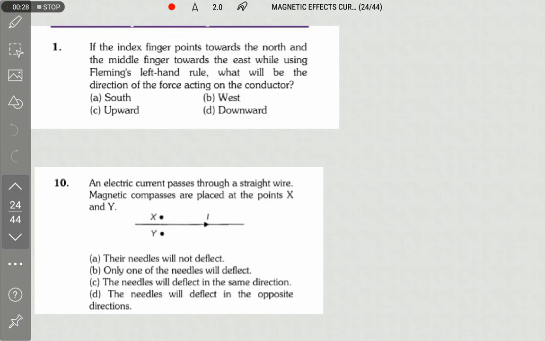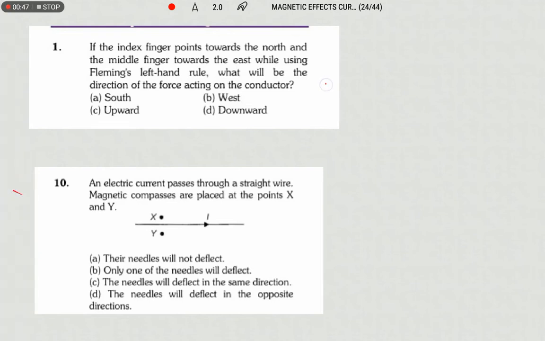So here is the first question. If the index finger is pointing towards the north and the middle finger towards the east while using Fleming's left hand rule, what will be the direction of the force acting on the conductor? It is an application based on the fact that when a current carrying conductor is placed in a magnetic field, it experiences a force. With the help of Fleming's left hand rule, we are going to find the direction of the force acting on the conductor.